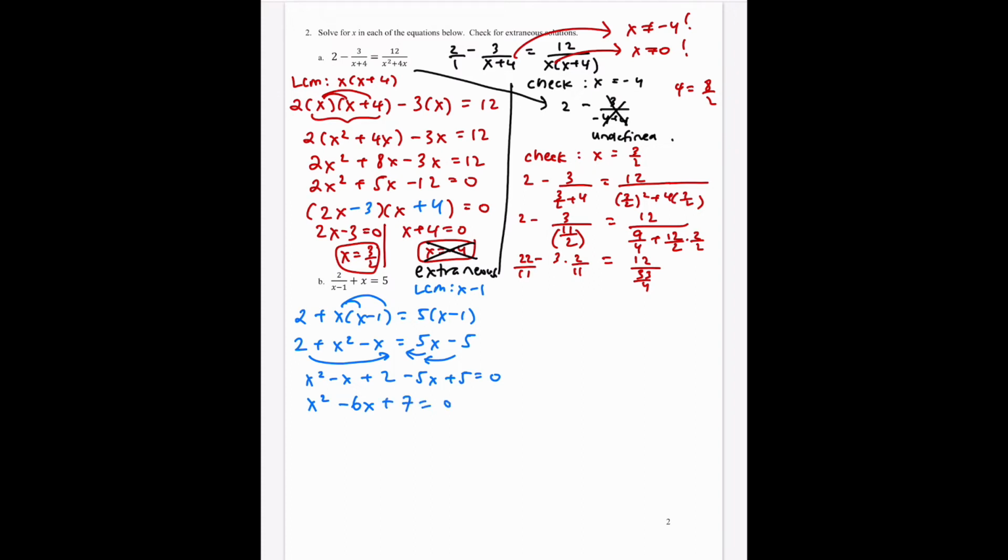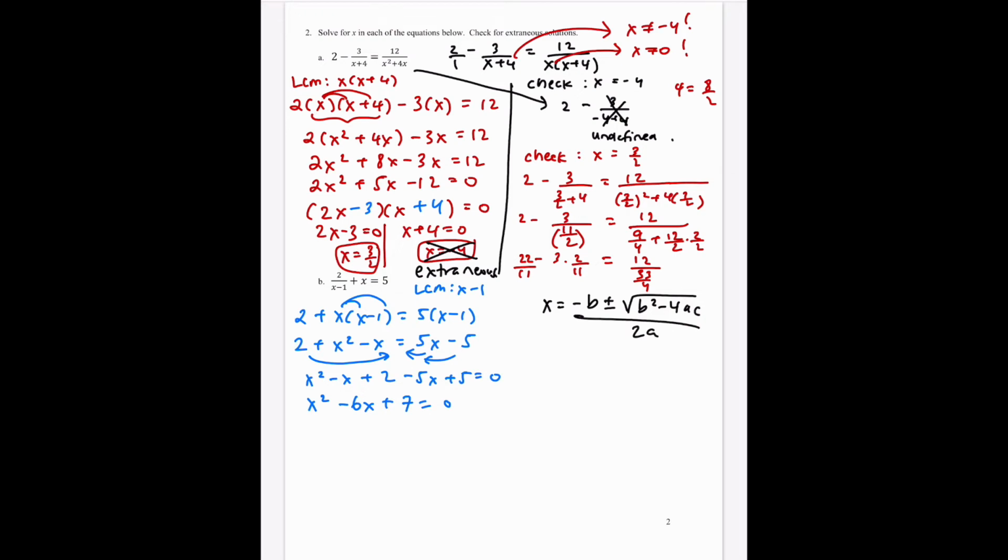So this one doesn't factor, because it looks like it factors, like it's 7 and 1 somehow. But the issue is this is negative 1x and this is negative 7x, and this is just negative 8x. That's not what we want. We want the negative 6x. So unfortunately, this doesn't factor. So we have to use the handy dandy quadratic formula. The quadratic formula will be given to you. It is x is equal to negative b plus or minus the square root of b squared minus 4ac, all over 2a.